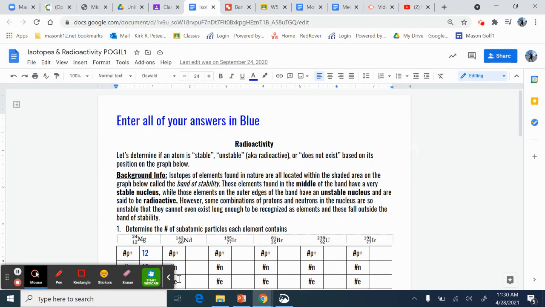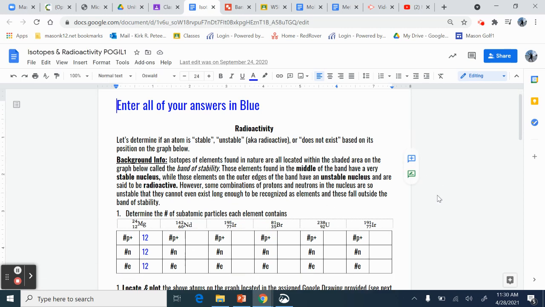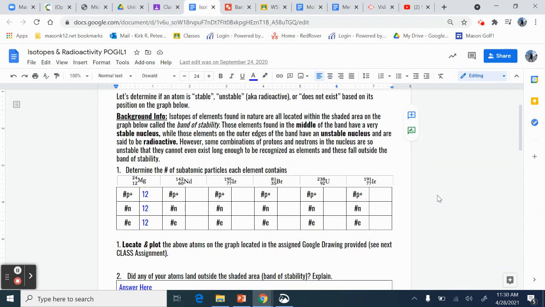In that top section there, we're asking you to simply find the protons, neutrons, and electrons. The first one has been done for you. This is a nuclide. What we call these are nuclides. So if you see a 24 at the top, and then you see the magnesium, and then you see the 12, the 12 indicates the atomic number, the 24 indicates the mass number. And so that's nuclide formation.